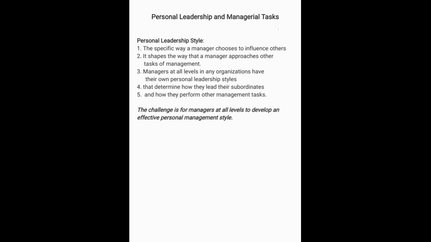Personal leadership style is very important. It is a specific way to influence others. It shapes how the manager approaches others. Every manager has their personal leadership style. It determines how they lead their subordinates in order to do the jobs required from them. It is a challenge for every manager.